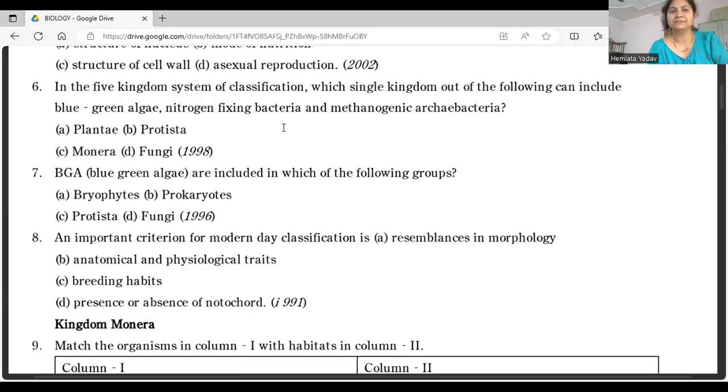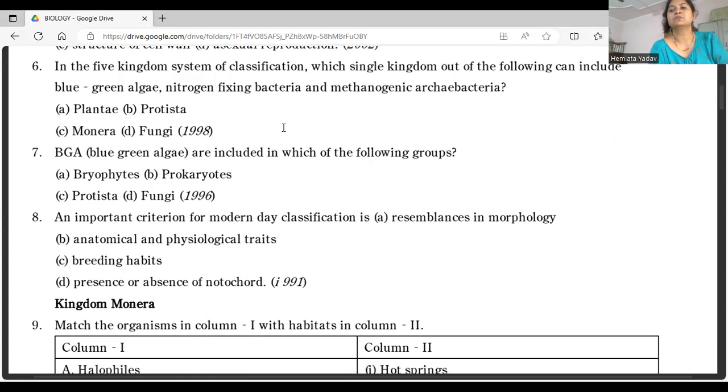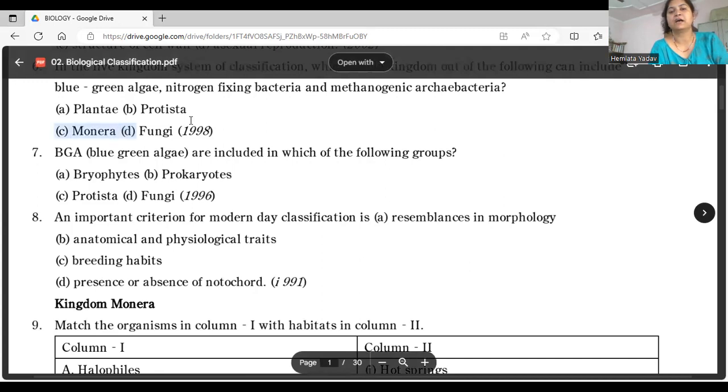This is a repeated question. It is repeated in 2002. In the 5 kingdom system of classification, which kingdom out of the following can include blue-green algae, nitrogen fixing, and methanogenic bacteria? It is monera. It was a 1988 question, and the answer is monera. Blue-green algae and nitrogen fixing bacteria are all grouped in the monera.